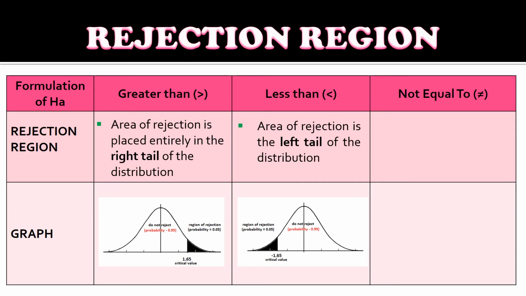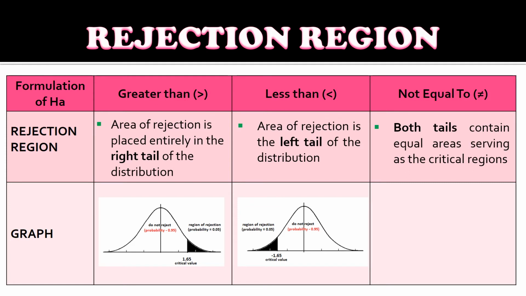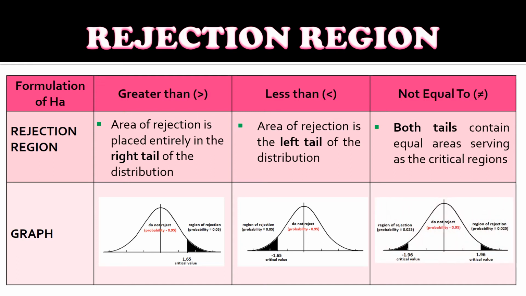And for not equal to, which is two-tailed, both tails contain equal area serving as the critical regions. Here's how it looks. You have alpha 0.05, so just divide that into two. That's why we have, on the right side and on the left side, the probability of 0.025. And the critical value is positive and negative 1.96. So the do not reject region is still 95%, which is in the middle.